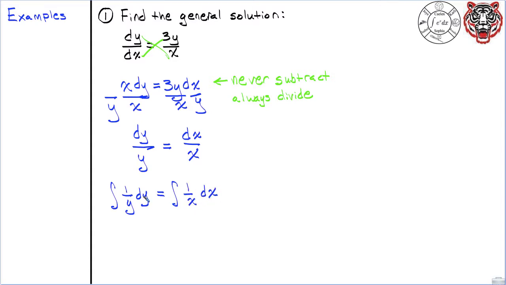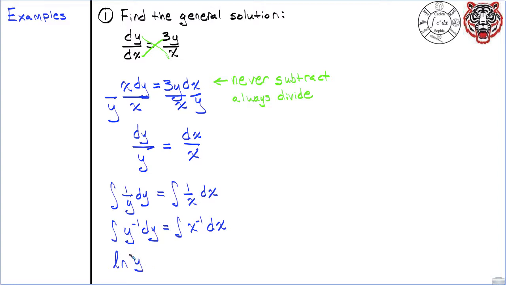And hopefully you know that you can't do anything with fractional powers. So this is going to turn into the integral of y to the power of -1 dy is equal to the integral of x to the -1 dx. And y to the -1, that is just going to be the natural log of y.